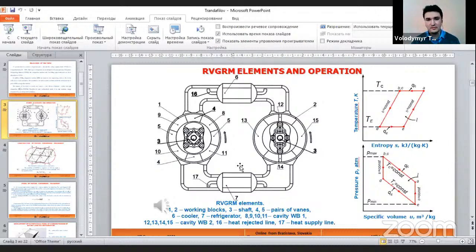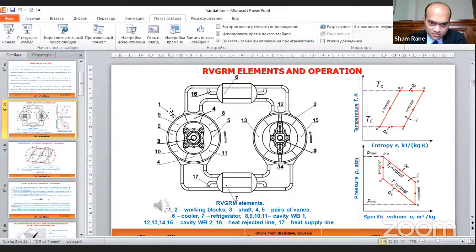Okay, thank you. For this cavity, this is compression, and this is expansion. So we have heat exchangers, plate fin heat exchangers. We use plate fin heat exchanger. Right. Thank you. Okay. Thank you, Volodymyr.